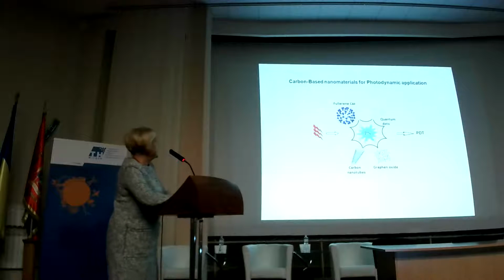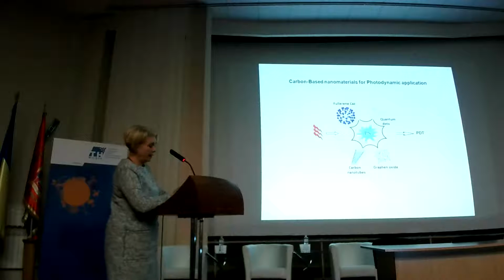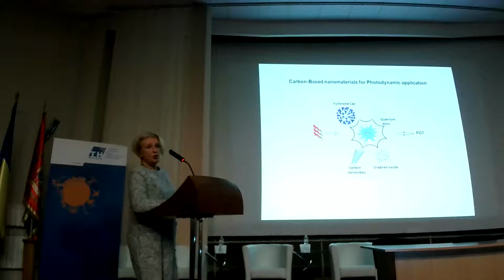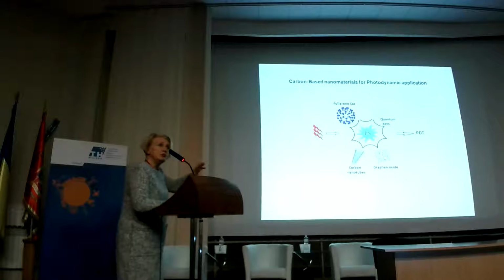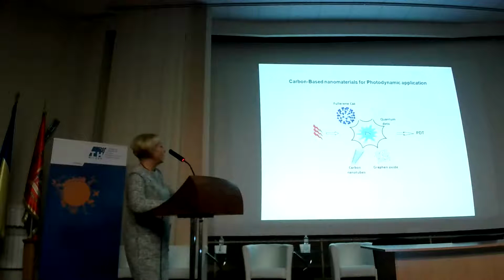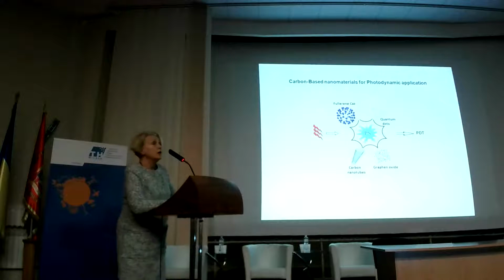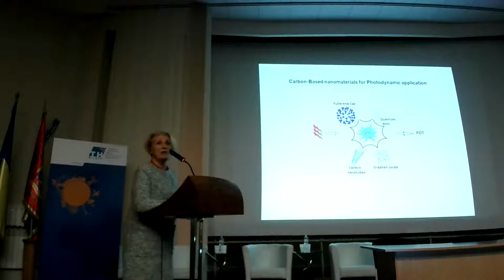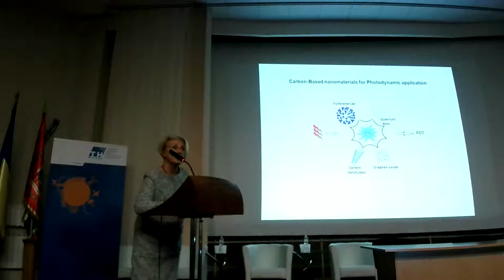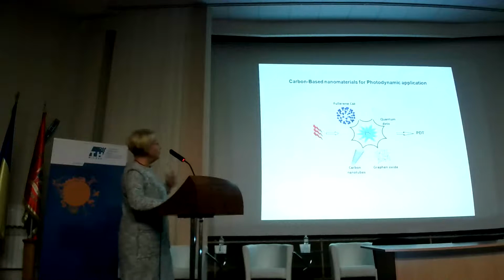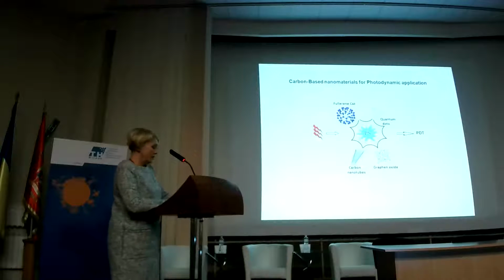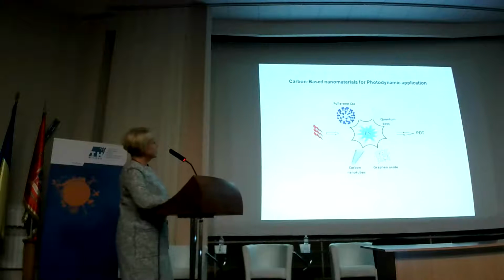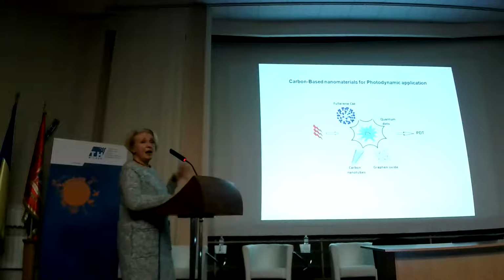Here we can see carbon-based nanomaterials for non-photodynamic applications. Carbon nanotubes can absorb light in the infrared region, 1,000 to 1,200. And that is why they are heated. So they can kill the cancer cells, but because of this thermal effect, they can also kill normal cells. And their bioavailability is poor, so they are rather used for transporting some drugs, or they can be functionalized with a photosensitizer.